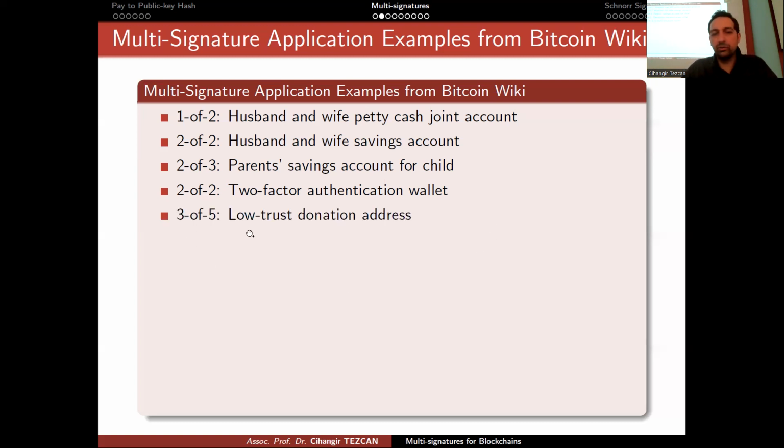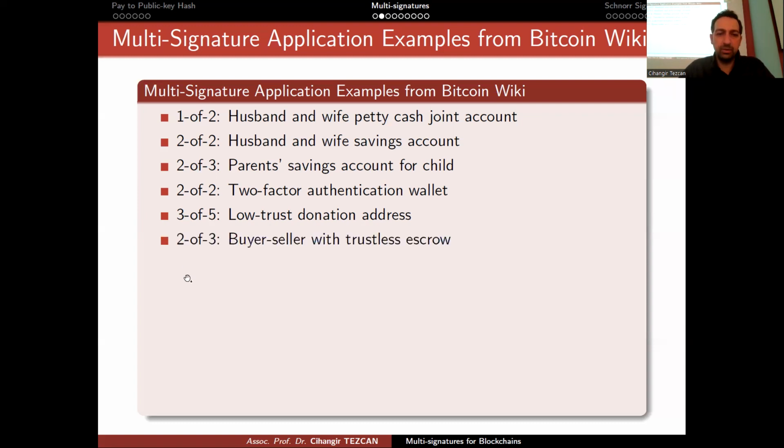Another example is 3 out of 5. These are just examples when people do it in a low-trust donation address. So there are 5 people in the organization, but 3 is enough to spend the money. Of course, in this scenario, when the transaction is performed, you see which 3 people signed the transaction. So there isn't any secrecy here.